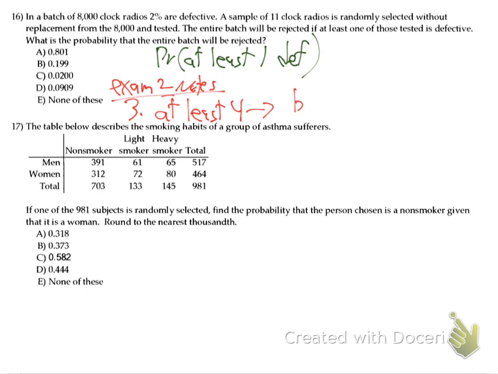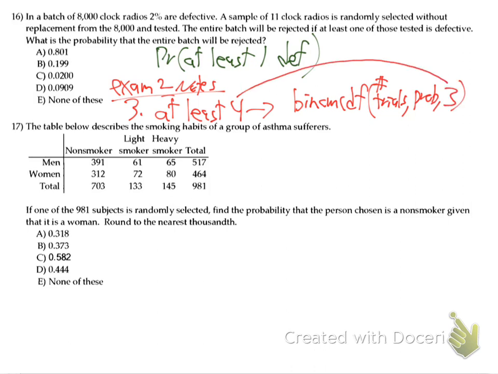It ends up being binom CDF: number of trials, probability, and then what I put here is 3. Notice this becomes 1 lower because it's 3 or less. Then you have to do 1 minus the second answer at the end because it's the opposite. So it's fairly complex, the at least ones with binom.